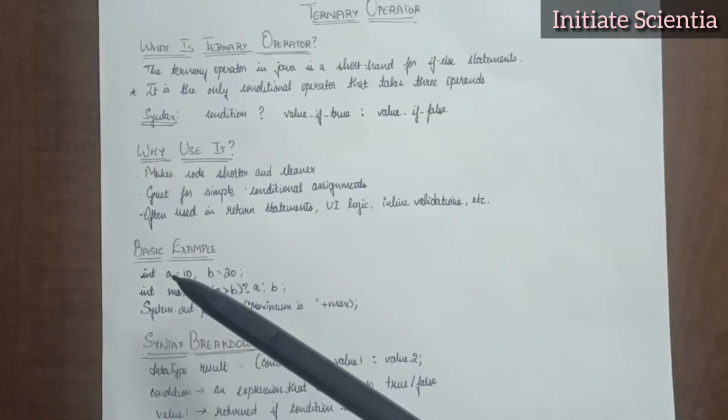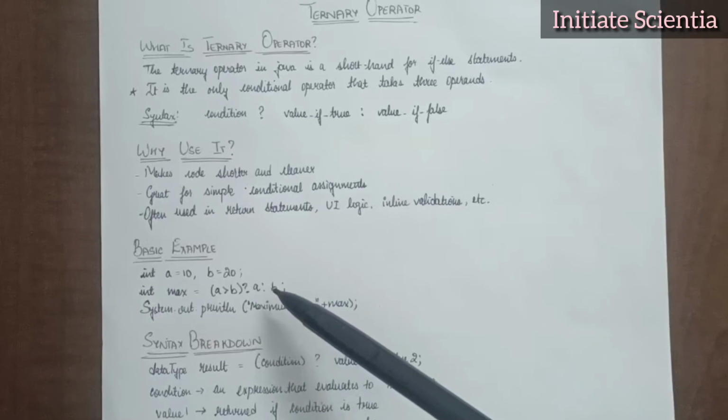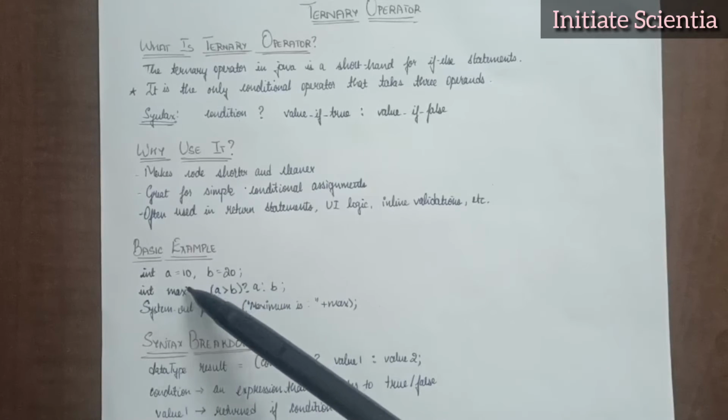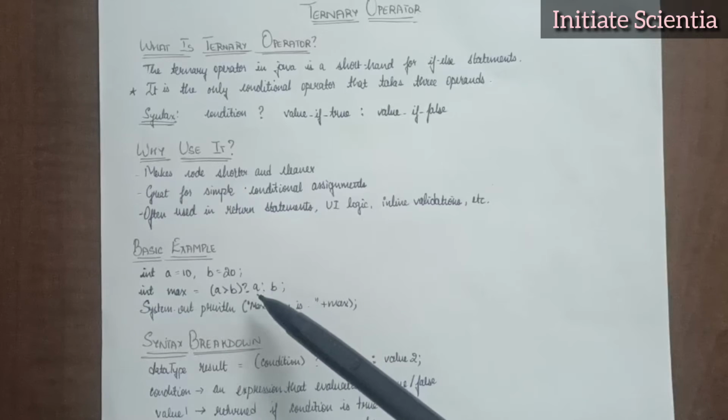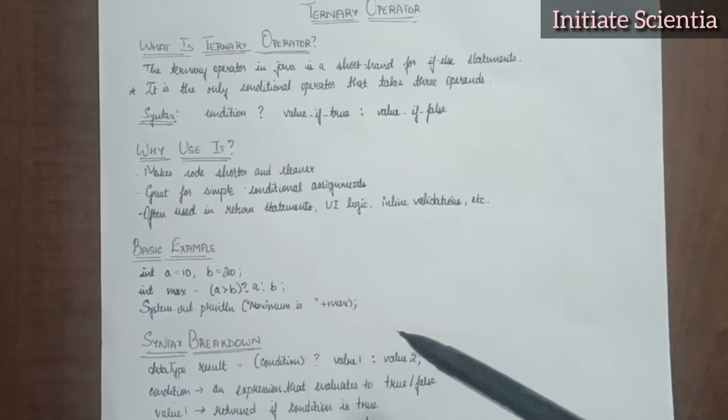Basic example: int a is 10, b is 20. int max equals a greater than b, question mark, a, colon, b. So the condition is a greater than b. Is 10 greater than 20? No. So it doesn't print a, instead it prints b, saying maximum is max. The max value will be 20 and you print 20.